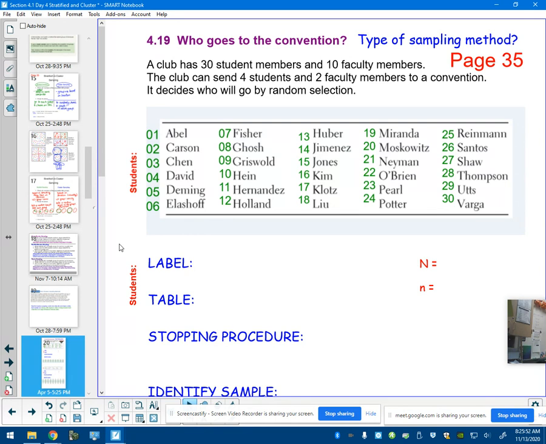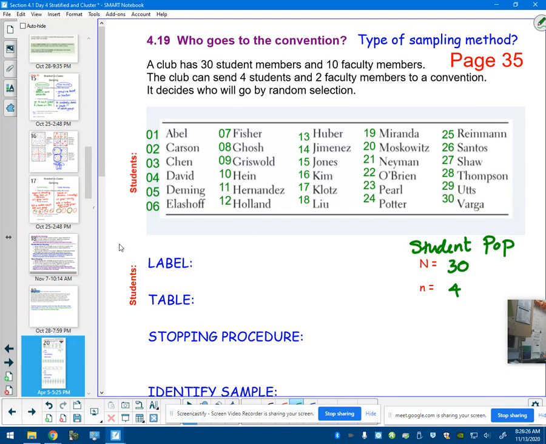All right, so first, we have separated them into students and faculty. Those are strata, because their commonality is they're students, and the other group down below is faculty. So capital N is supposed to represent how many are in my student population, and that's 30. And how many students can go to the convention? 4. All right, let's see who knows how to do this. We've had a couple days of practice, or maybe really just one.